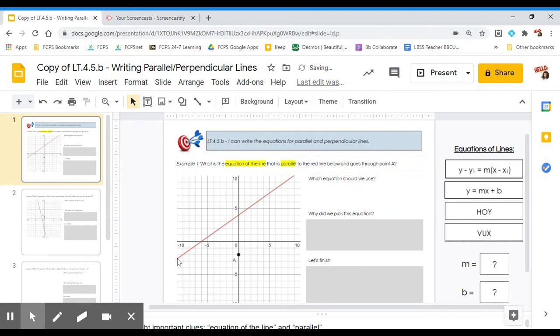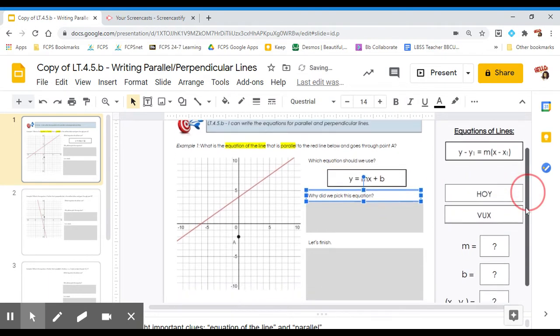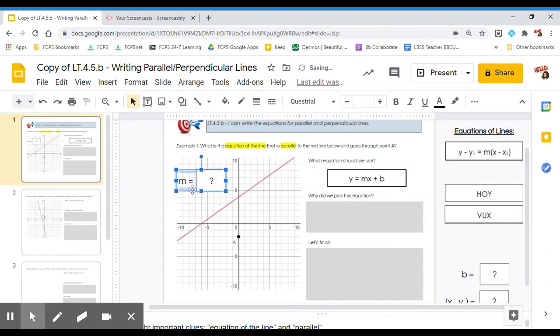When I look at the line, I'm looking for something parallel to this. When I look at point A, I notice that point A is on the y-axis. So that means that's a y-intercept. I should be using y equals mx plus b for this one. So I need to find out what the slope is.